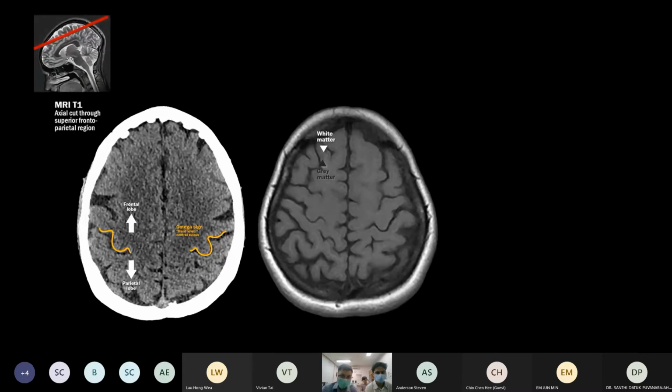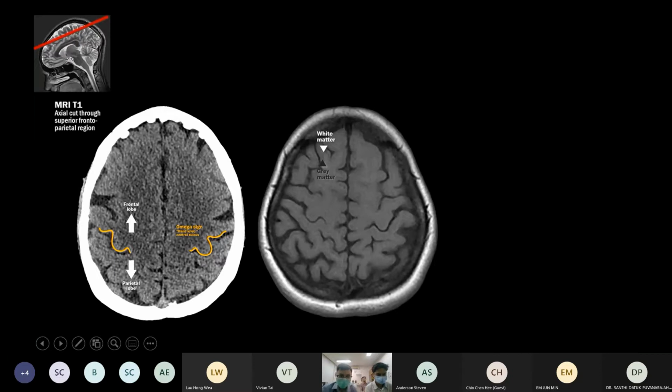Second, the omega sign is the precentral gyrus, which is our motor cortex. Posterior to this is the postcentral gyrus, which is the sensory cortex. So this is important for us to identify the normal anatomy and normal structure. And the same goes for MRI. As you can see, the omega sign is here, and this one is here.